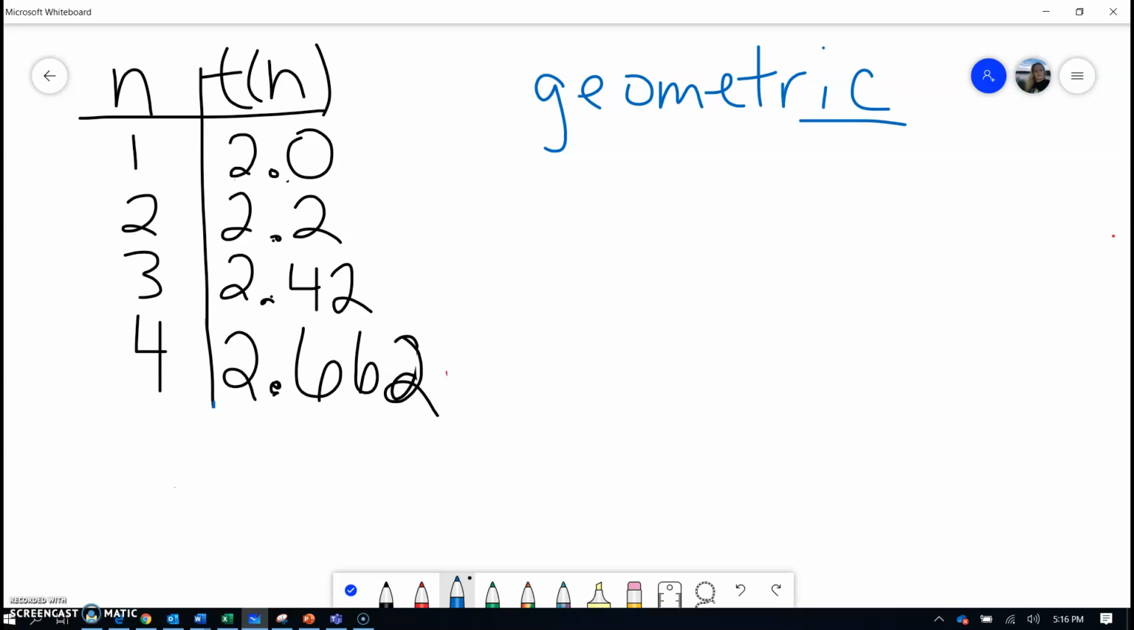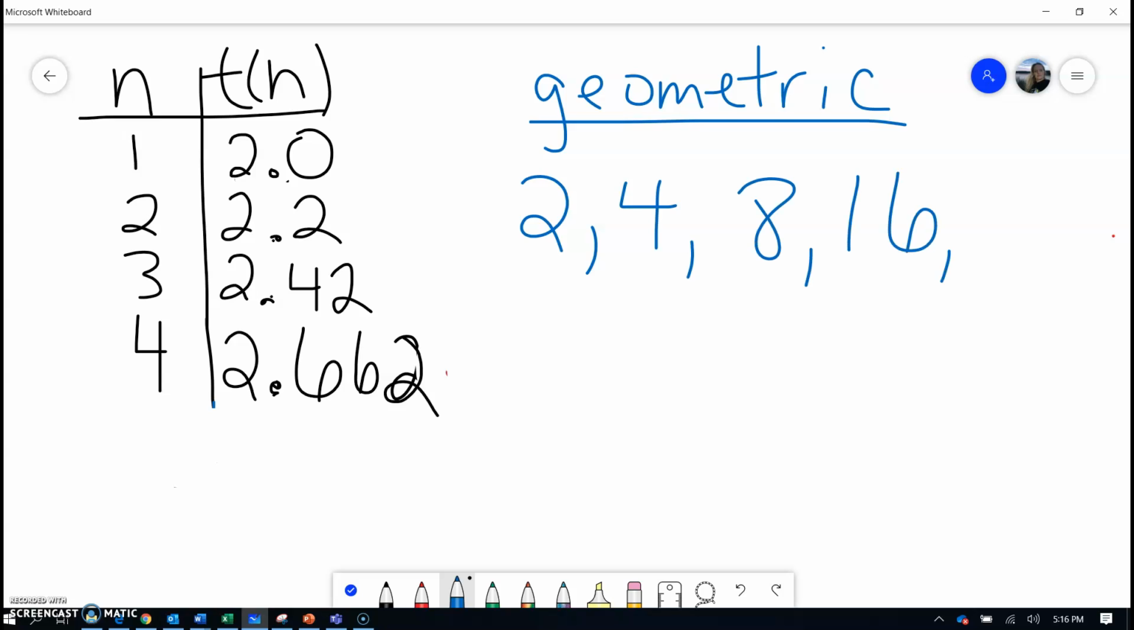When we talk about geometric, we're basically saying a sequence where I have a set of numbers. Let's give you one here: 2, 4, 8, 16, 32, and so on. To go from one number in my sequence to the next, I have to figure out what the pattern is. Instead of it being an addition problem, in this case, to get from one number to the next, I have to multiply. In this case, I'm multiplying by the number 2.